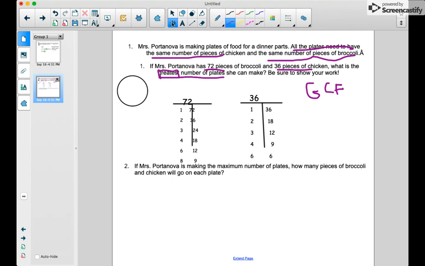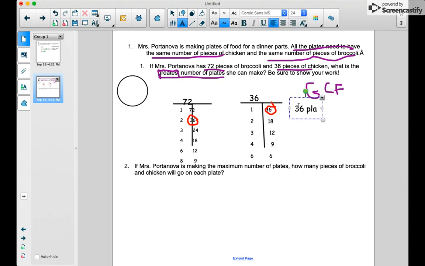So now again, I want the greatest number of plates that I can make. So I'm going to look for the greatest factor they have in common. Now they have a lot of factors in common, but I'm looking for the greatest. And the greatest factor that they have in common is 36. So I know that my answer is I can make 36 plates.